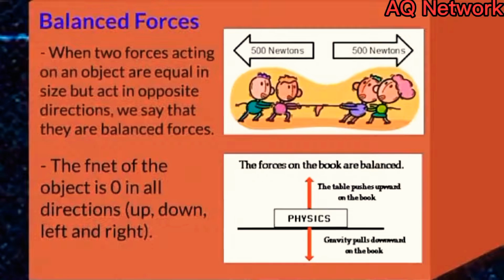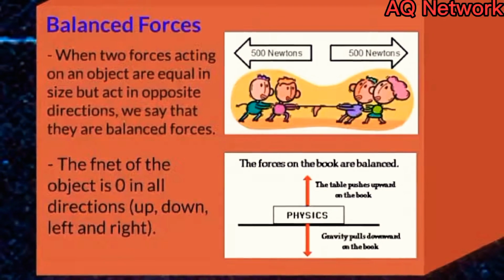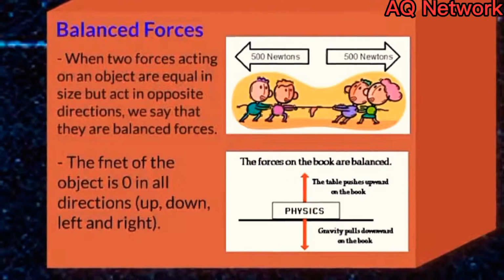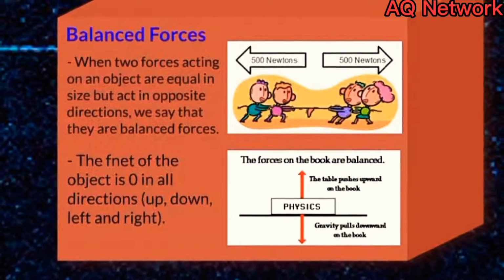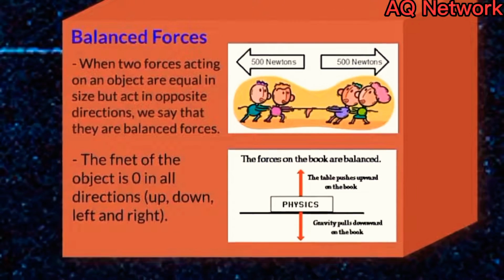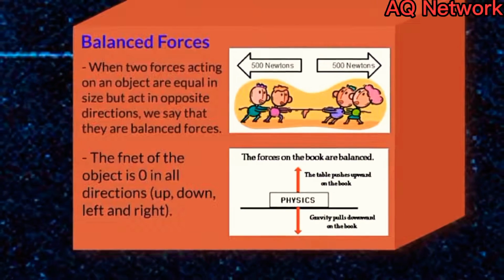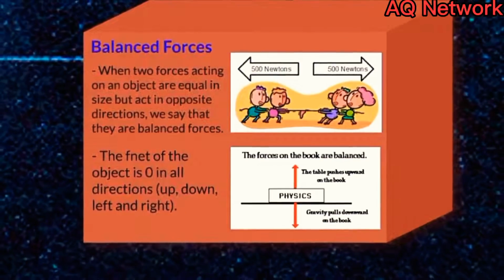Balanced forces. The term balanced forces refers to when two forces acting on an object are equal in size but act in the opposite direction. This is the case where an object will experience a net force of zero. As seen in the top picture, two teams are pulling at opposite ends of the rope with the same amount of force but in different directions. This causes the forces to cancel out and the students to not accelerate or move.